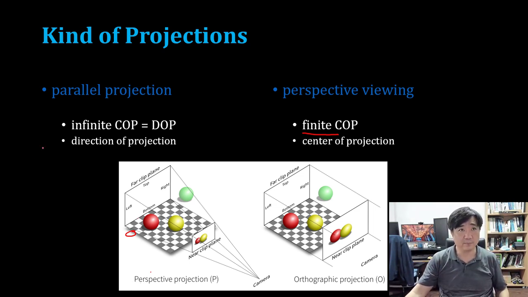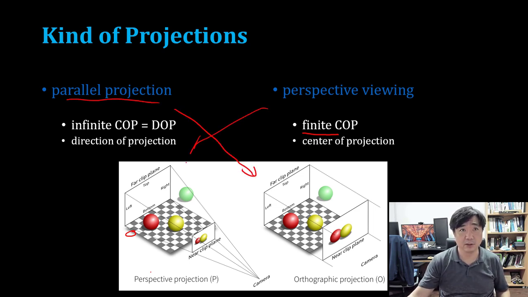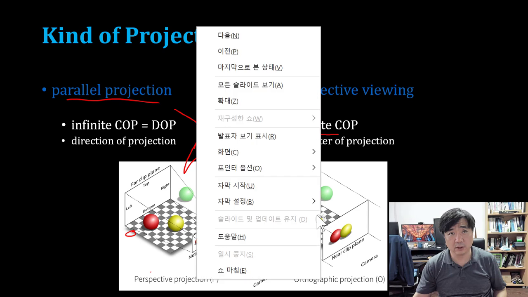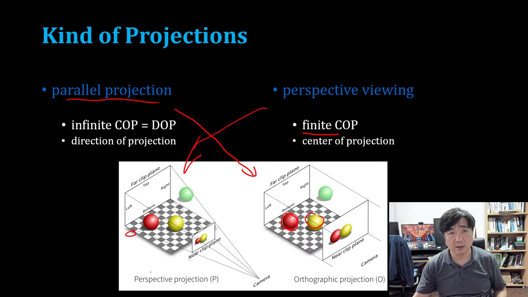Okay. Parallel projection, this one. Perspective one, this one. The parallel projection is slightly different. The vanishing point is at infinity. So the red ball and the yellow ball are basically the same size, even though the distance from the camera to the object is different, but the rendered scene result is the same.